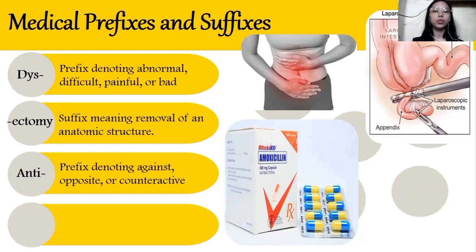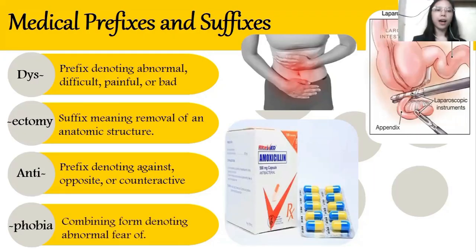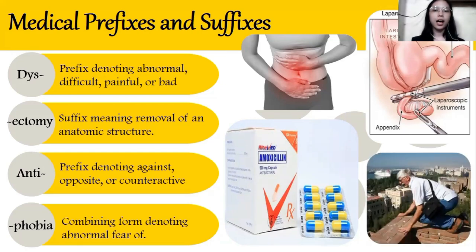Now let's move on to the last suffix. Phobia. Phobia combining form denoting abnormal fear of. Phobia is a type of anxiety disorder that causes an individual to experience extreme irrational fear about something or a situation. Example, acrophobia means fear of height. Another is hemophobia, fear of blood, etc. Acro means height and hemo means blood.